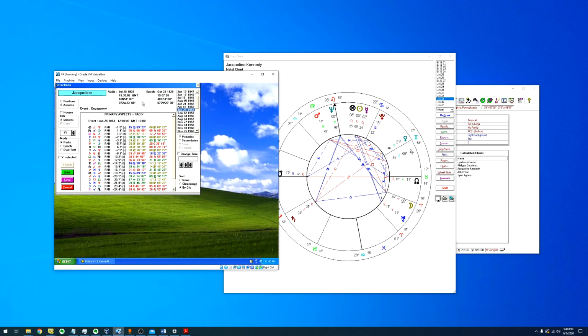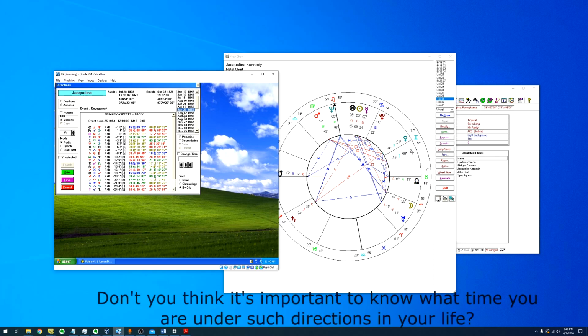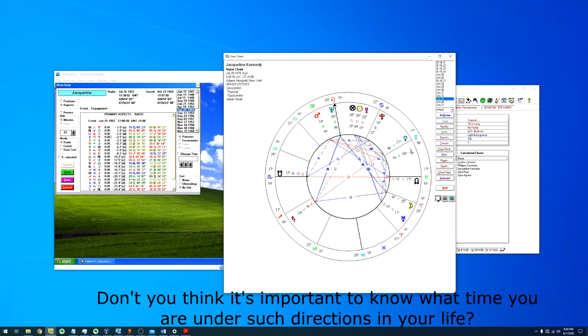Let me just show you. This is the date for the event where she gets engaged to John Kennedy, and we can see here the midheaven moves into a conjunction with the sun. Now these conjunctions of the angles, especially, are really powerful. They're really effective in producing events in the life of the person.